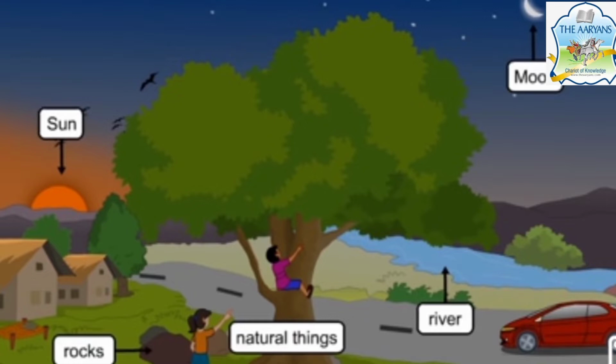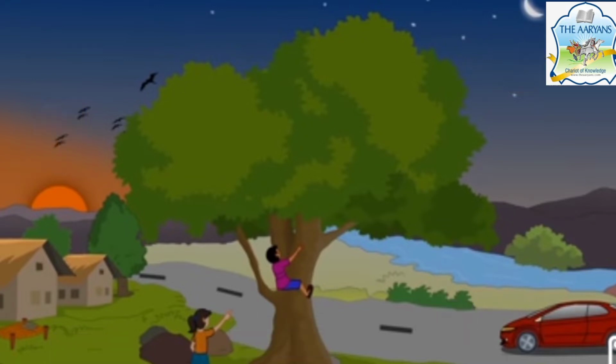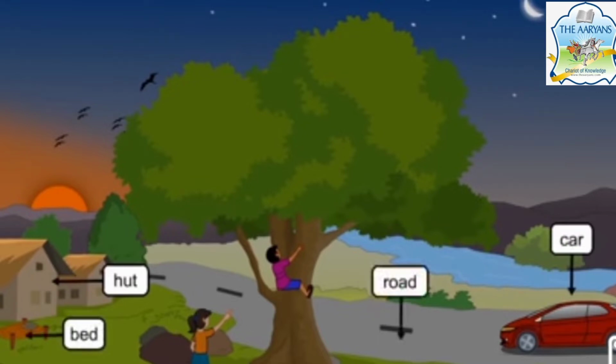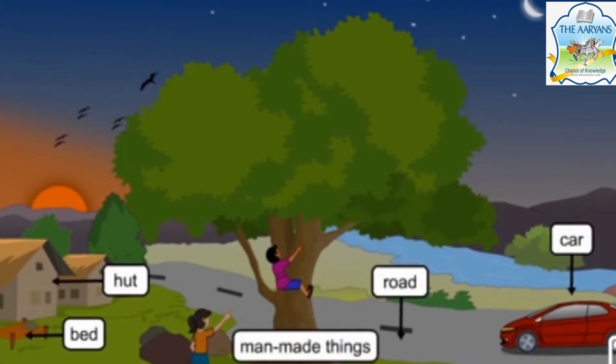Now, let's take some other examples. The hut, car, bed, that road, they are made by man. So they are man-made things because man has made all these things.